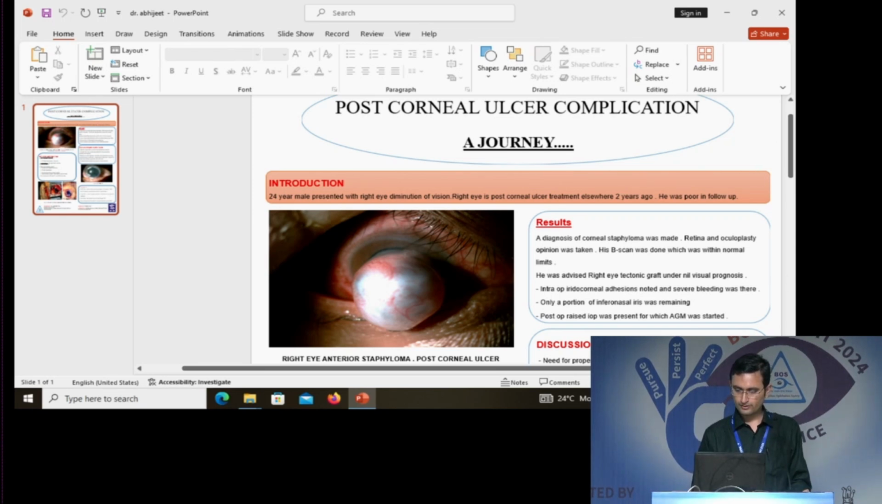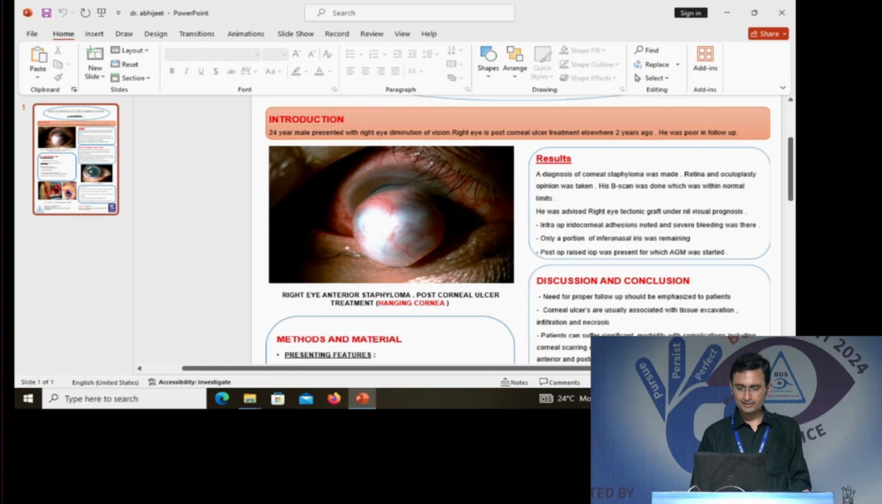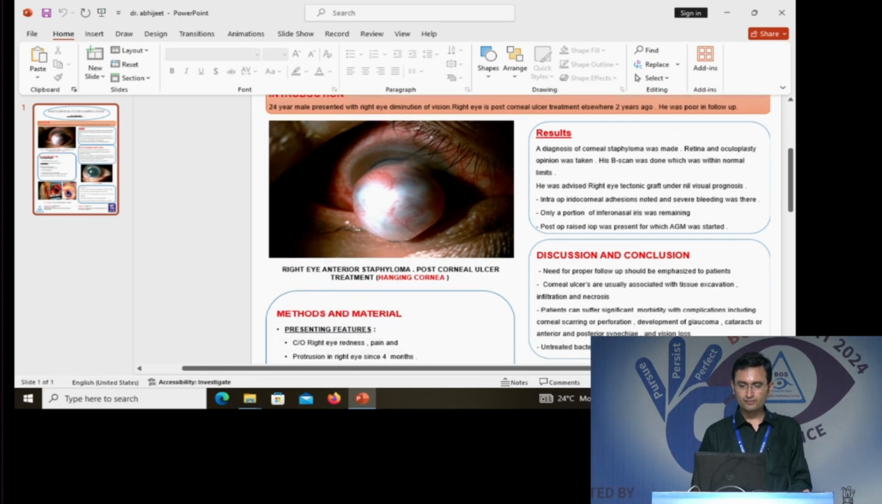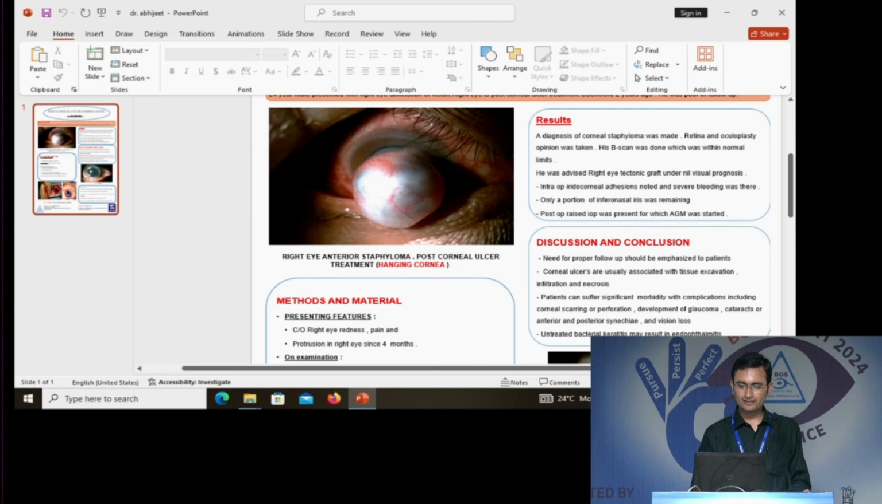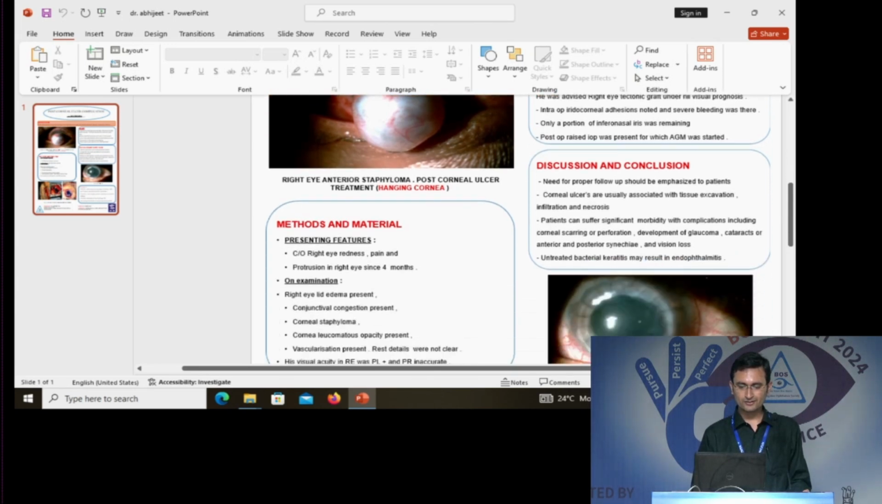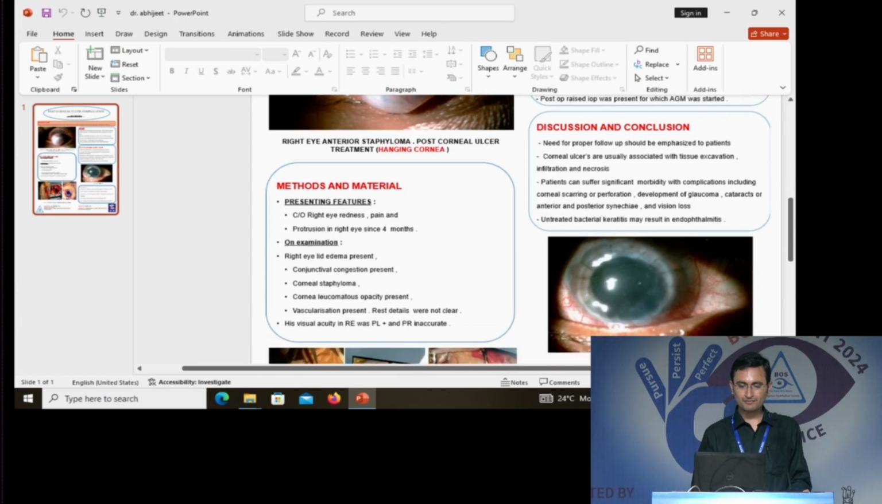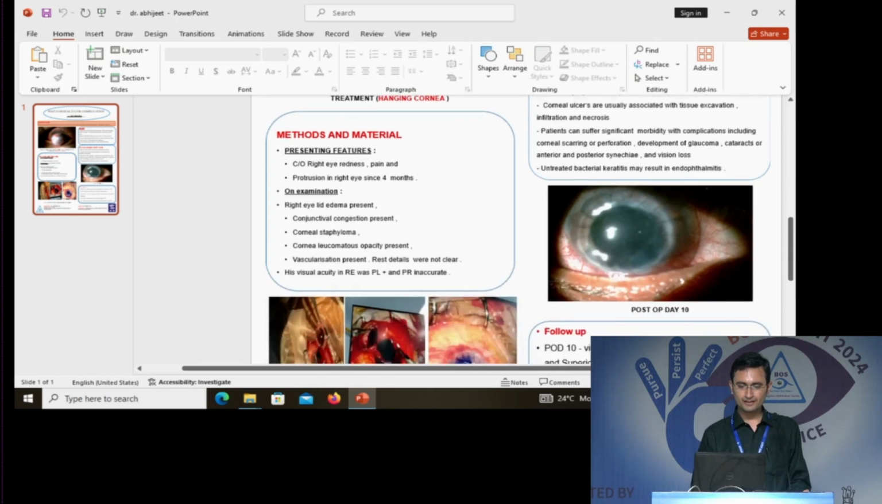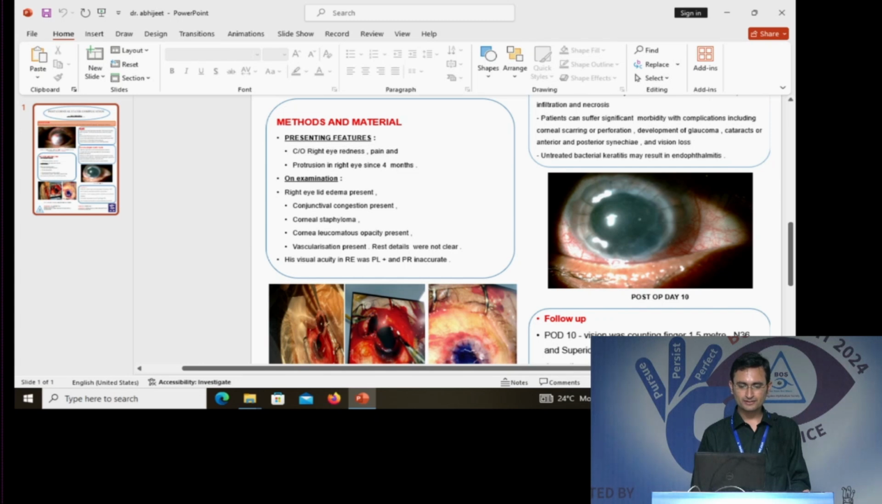So he came to us like this, right eye corneal staphyloma, post-corneal ulcer treatment. It is looking like the entire cornea has come out. It's looking like the cornea is hanging, so hanging cornea. Methods and material: he came with complaint of right eye redness, pain and protrusion in right eye since 4 months. He mainly came to us seeking treatment for cosmetic purpose. Right eyelid edema is present, conjunctival congestion was present, corneal staphyloma and corneal leukomatous opacity was present. Vascularization was present and the rest of the details were not clear.